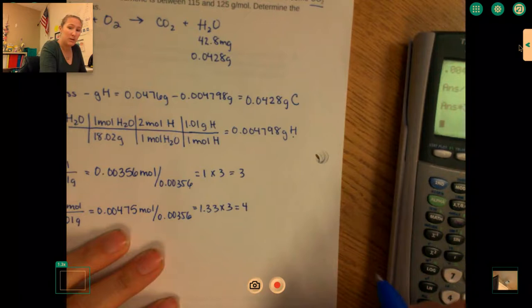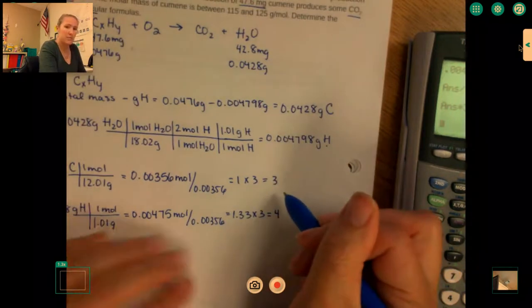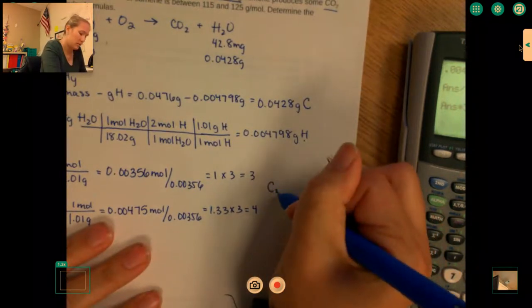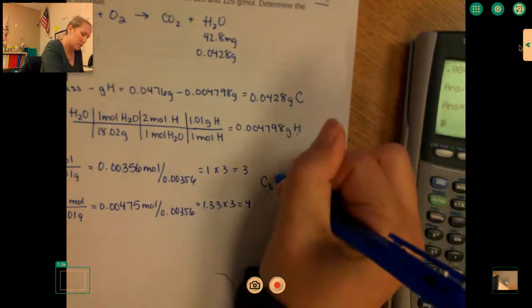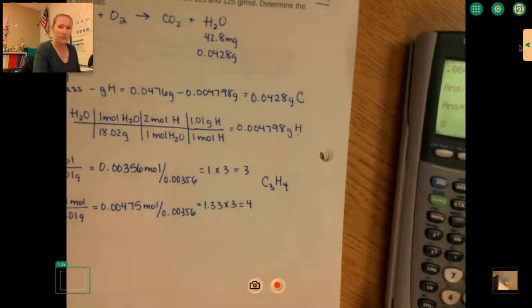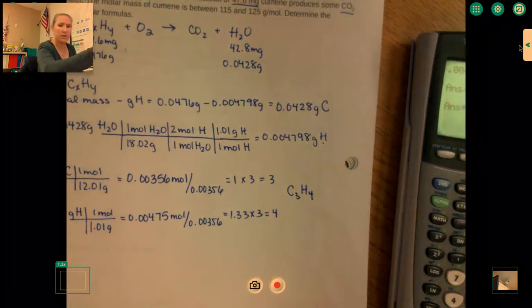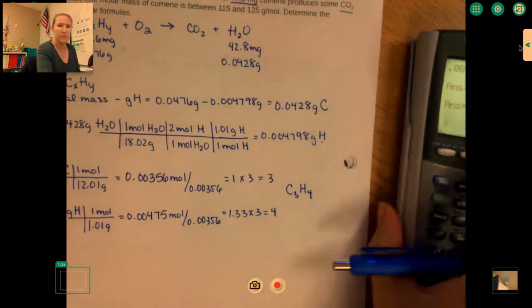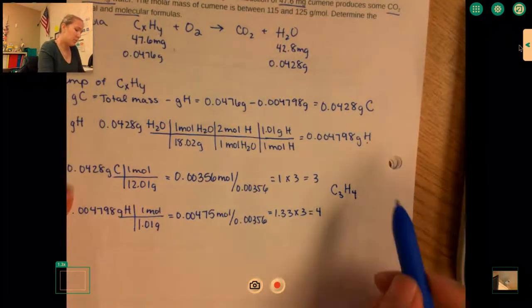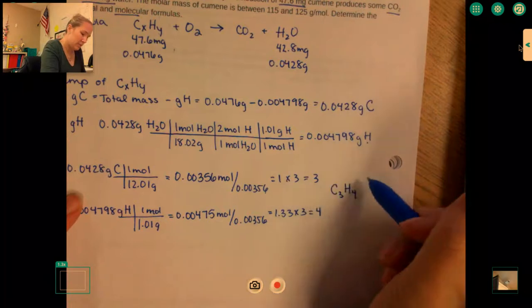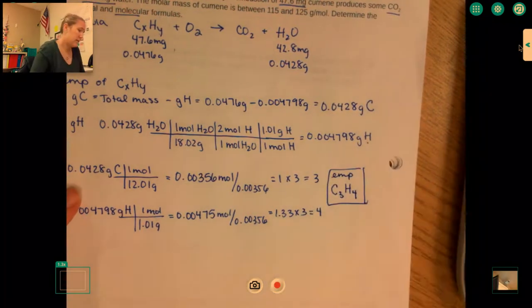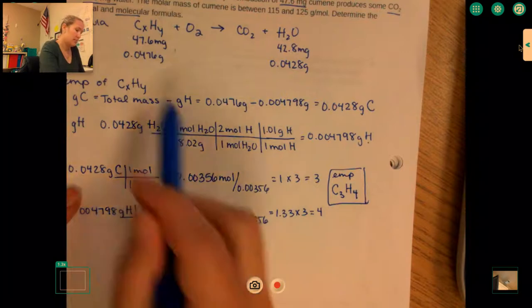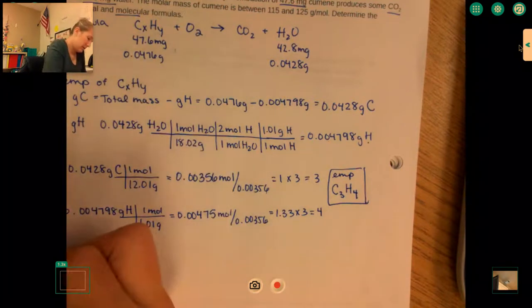So that means that my empirical formula, 3 came from my carbon, so C3. 4 came from my hydrogen, so that's H4. So C3H4. I feel like that's blurry. That's better. Okay. So this is my empirical formula. So that's the first part. And molecular formula. So that's what I can do next.